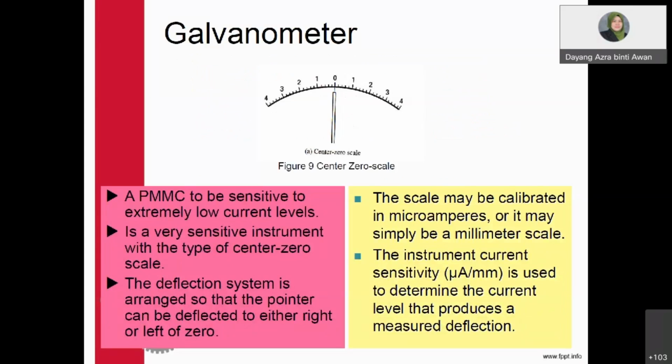So this is what I mentioned just now, where this device has positive and also negative. It depends on where you want to put your probe. If you want to get a positive value, use the positive from one point to another point where we can get positive data. If your probe is the other way round, you have a negative value. So a galvanometer can give you either a positive or a negative value. This type of instrument is very sensitive. The deflection system is arranged so that the pointer can be deflected to either the right or left of the 0 point.